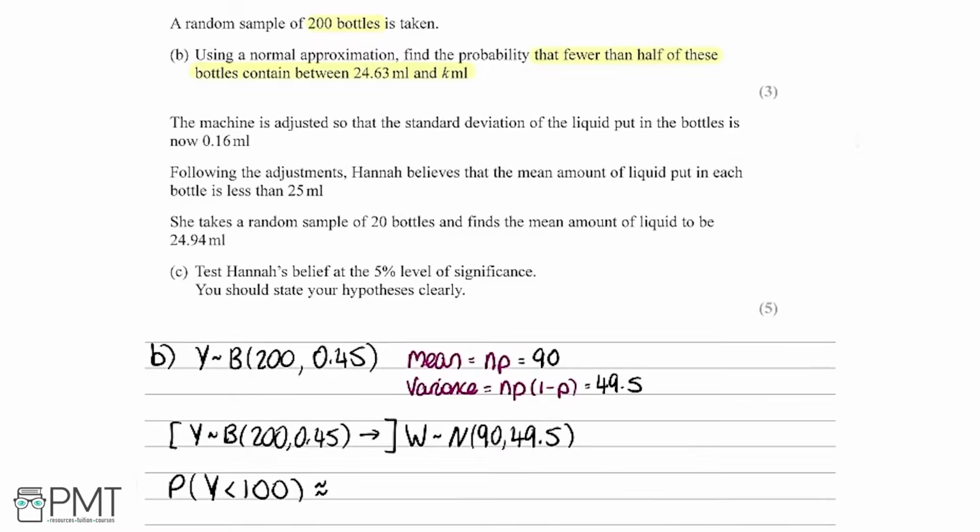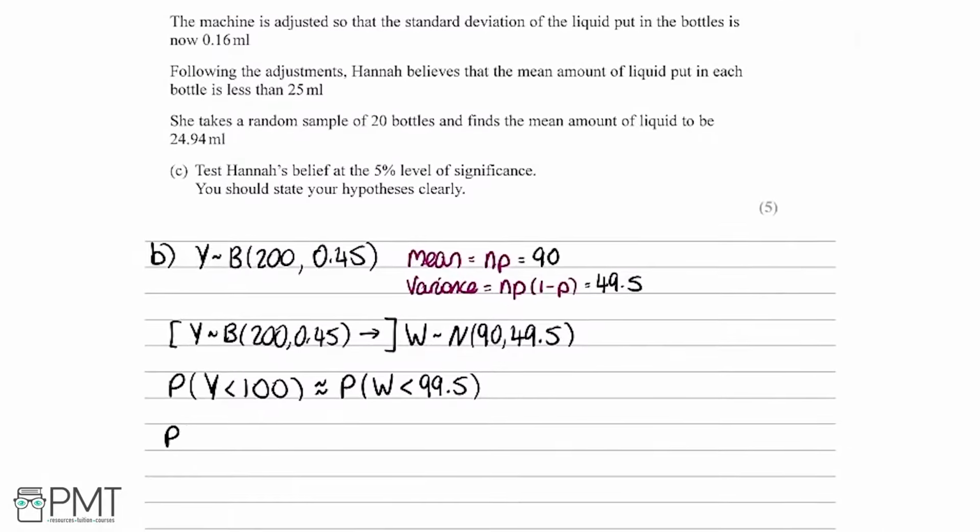And it's going to be approximately equal to the probability that W is less than. Now here we're going to need to use a continuity correction because we're modelling a discrete distribution with a continuous distribution. So it's going to be less than 99.5. And now we can work out this probability on our calculator. So going into our normal CD mode on our calculator, we're going to set the lower to be a really low number, so I'm going to do minus 1000. We're going to set upper to be 99.5.